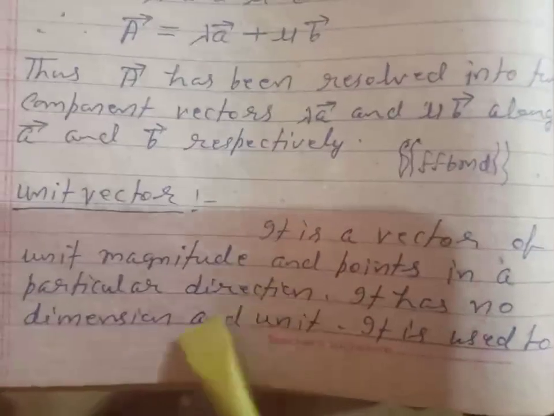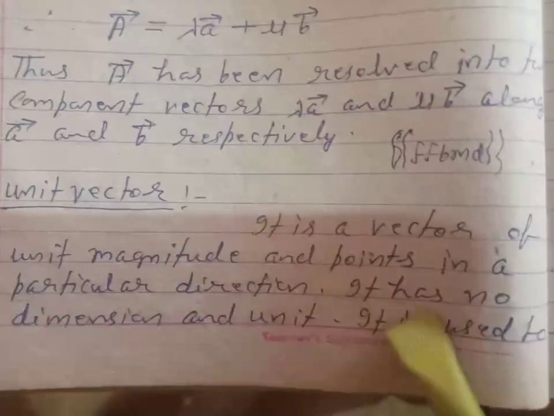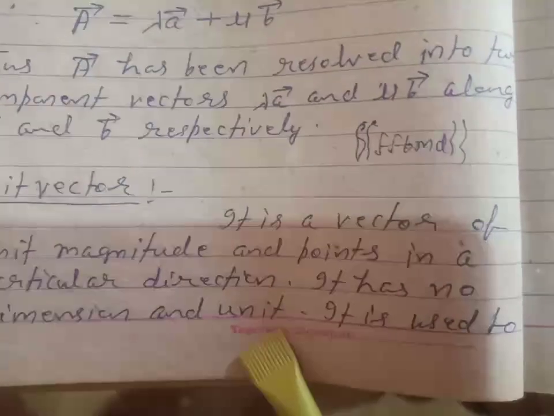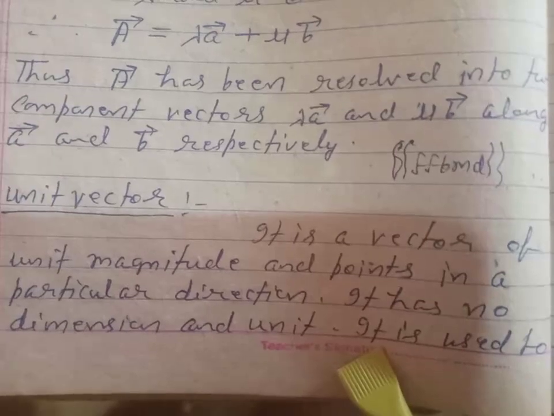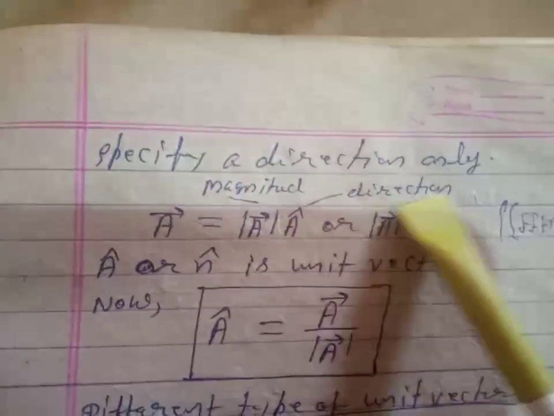Unit vector. It is a vector of unit magnitude and points in a particular direction. It has no dimension and unit. It is used to specify a direction only.